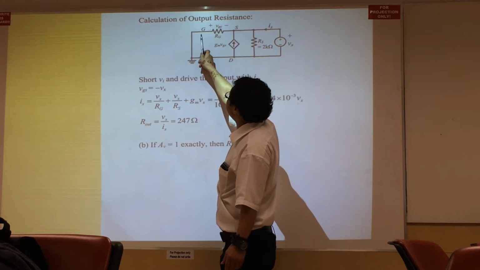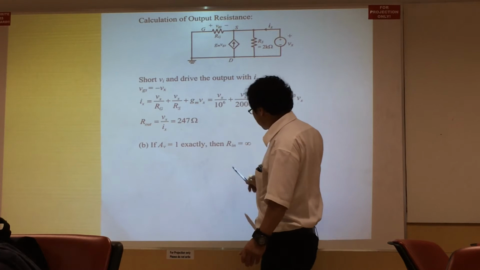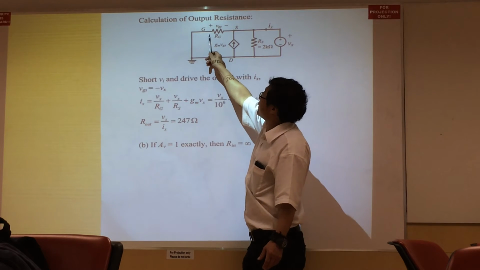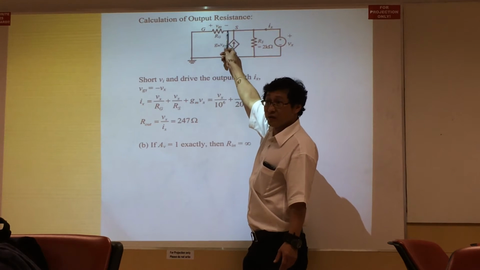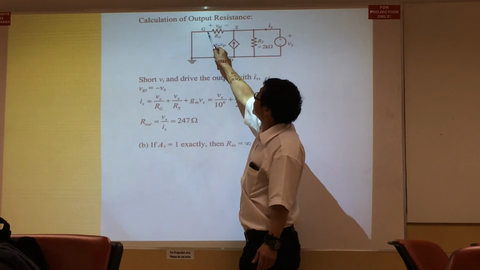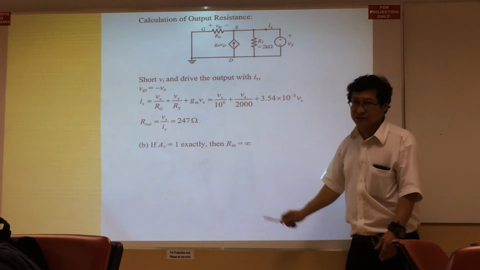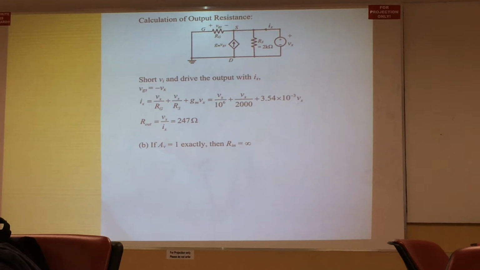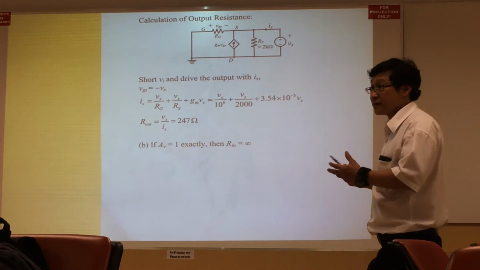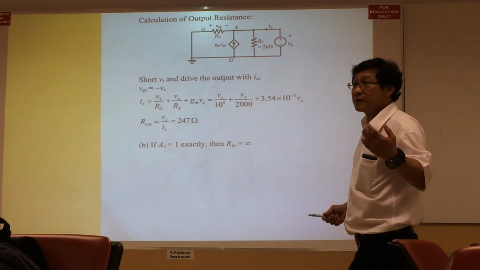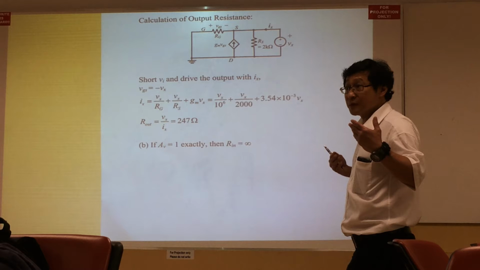And therefore, the input impedance must be infinite in order to have zero current flowing, right? And therefore, the voltage here will be equal to the voltage here. And that is why we have this, right? So this is basically a buffer, right? Remember op-amp as a buffer. The input impedance must be very high and the output impedance must be very low.